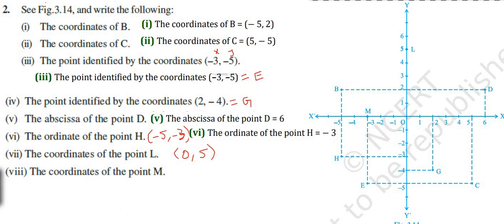Okay, next, the coordinate of the point M. What is the coordinate of point M? Where is M? M is here at this point. Here x-axis -3 and y-axis 0. So it is -3 comma 0.